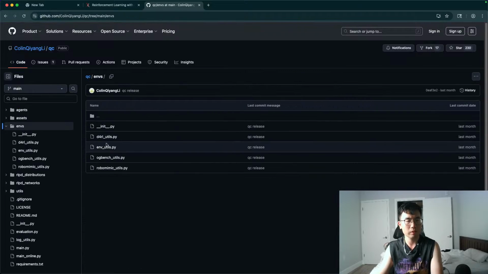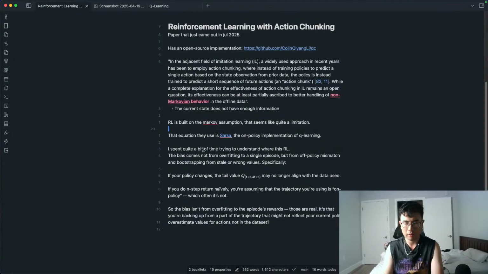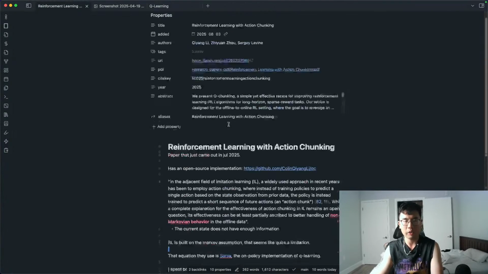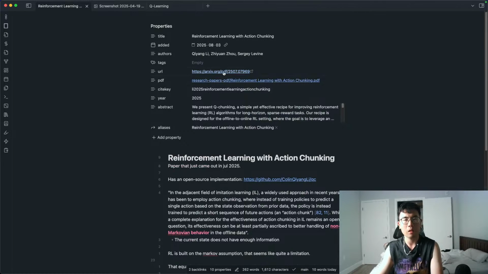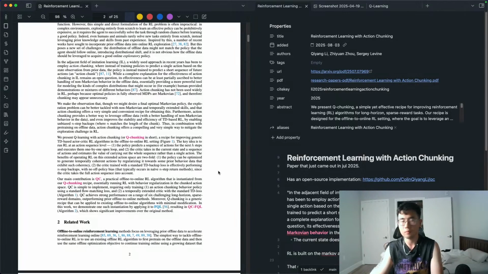What I want to do is essentially go through this paper and have a better understanding of how this Q chunking actually works. So the paper is here, and let me make my face a bit smaller.